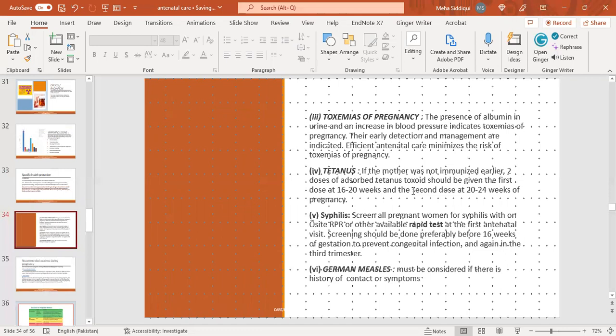Then comes tetanus. If the mother was not immunized earlier, 2 doses of adsorbed tetanus toxoid should be given. The first dose at 16 to 20 weeks and the second dose at 20 to 24 weeks of pregnancy.